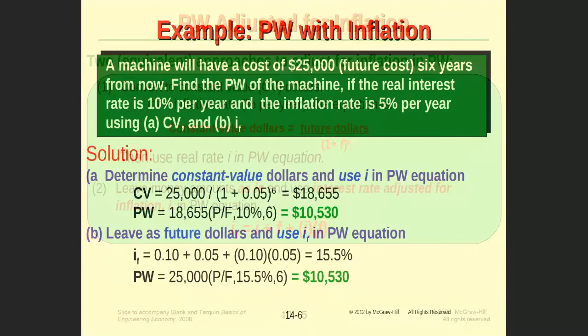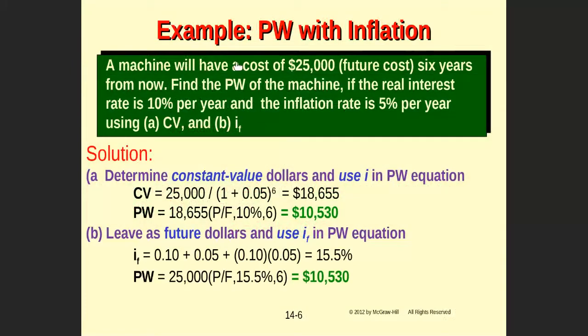Let's see an example. Here a machine will have a cost of $25,000, a future cost 6 years from now. Even if it didn't say future cost, since it is in the future, it is something referred to the future. And it asks you to find the present worth of that machine if the real interest rate is 10% and the inflation is 5%, using the CV method or the adjusted interest rate for inflation method.